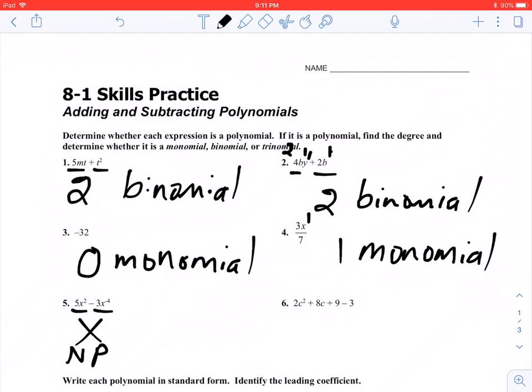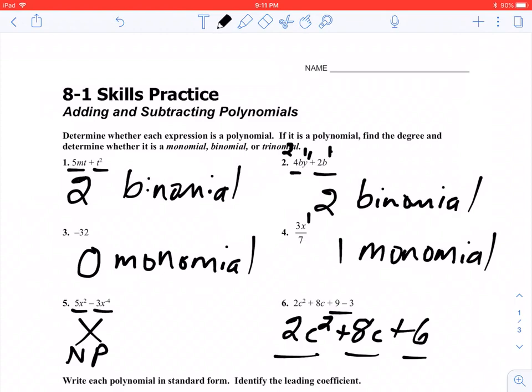Number 6, we have 2c squared plus 8c plus 9 minus 3. Now, of course, the plus 9 minus 3 can be combined and turned into a 6. But what I want you to key in on, and the reason why they did that, is they tried to trick you to think that it had 4 terms, when in actuality, this should be 2c squared plus 8c plus 6. And so what we see is there's 1, 2, 3 terms. So when you have 3 terms, that's called a trinomial.